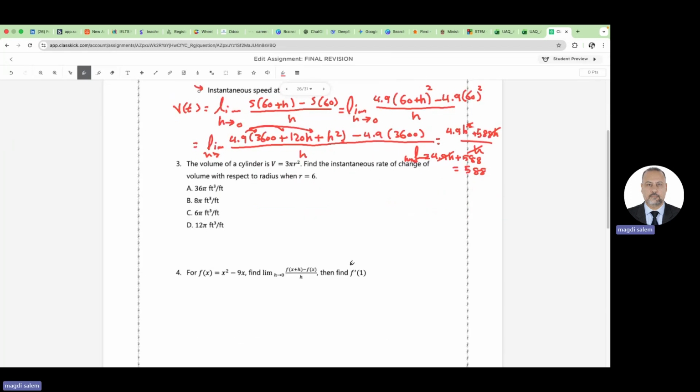Now let's continue with question 3. He's asking about the volume of a cylinder, and he's asking you to find the instantaneous rate of change of the volume with respect to the radius at r equal 6. Once you see an instantaneous velocity or an instantaneous rate of change, you have to do the same steps as the one above and use this formula. Keep pi as it is. Check your answer, and once you finish, your answer will be C.